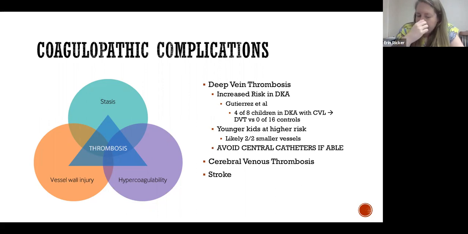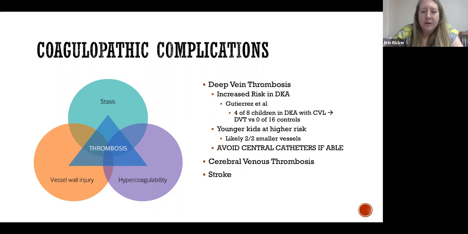There have been a few studies that looked at this. Gutierrez found that in 4 of 8 children with DKA who got a central line, they developed a DVT, versus 0 of 16 of his controls, which were well matched with the same degree of dehydration. So these patients have increased risk of clotting. The younger kids are at higher risk. Again, this makes sense because they have smaller vessels, and you're putting something foreign in there and blocking blood flow, causing further stasis, so more risk of clotting. Ideally, you don't want to put a central line catheter in anyone with DKA unless you absolutely have to.